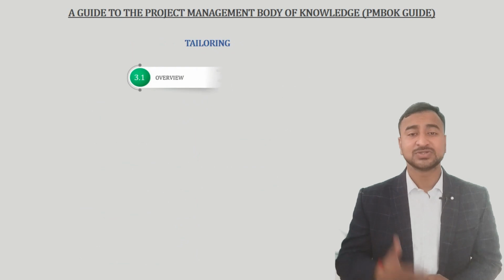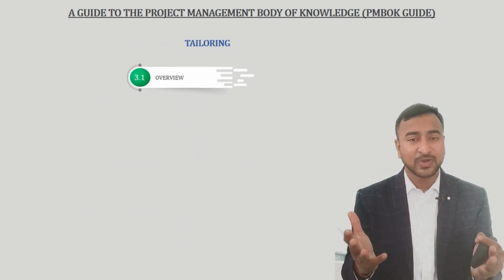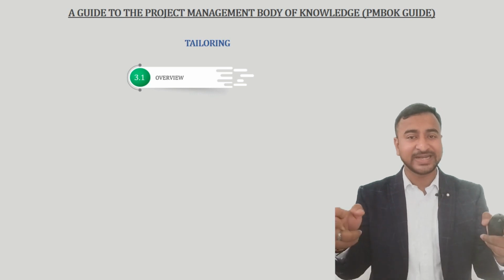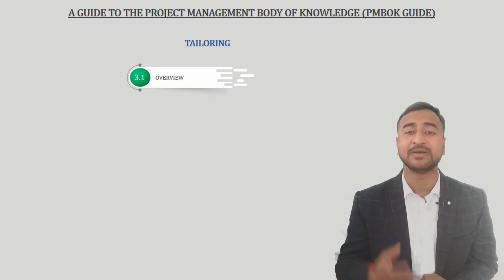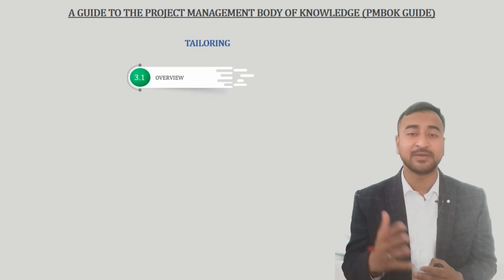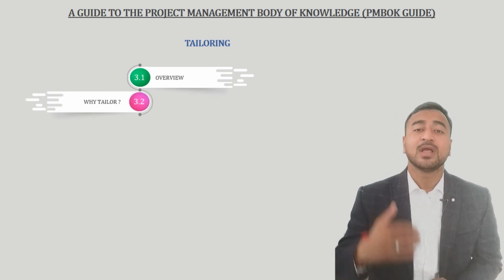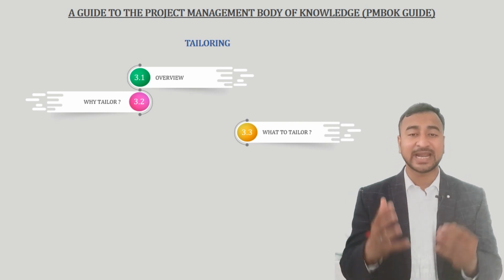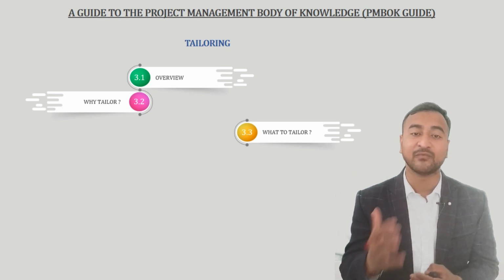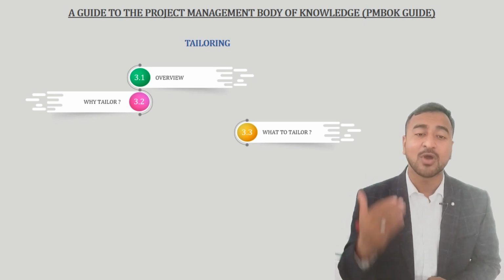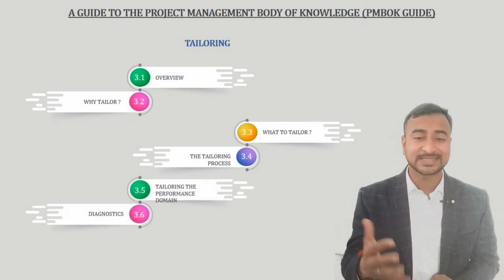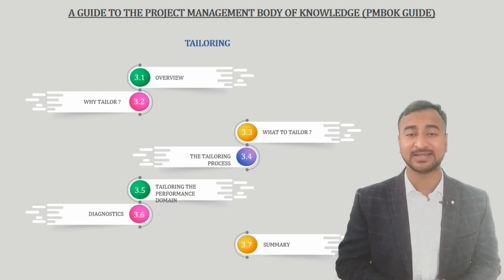Now the tailoring. So what do you mean by tailoring? Do you have any idea or any guess? Yes, you guessed it right. It is the same way a tailor cuts and fits based on the shape and size of the client. We apply tailoring in the same way. The principles remain constant, but we tailor our processes based on the requirements. So PMBOK 7 introduced tailoring as the deliberate adaptation of the project approach, governance and processes to make them more suitable to the given environment and work. In upcoming sessions, we will discuss in detail what to tailor, how to tailor, the tailoring process, diagnostics and the summary.